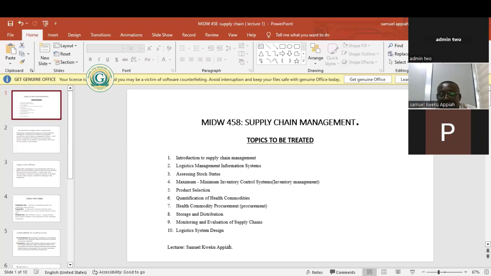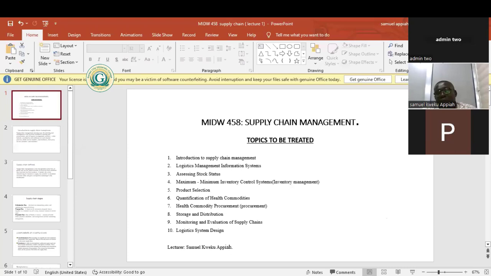Then we'll also be looking at the maximum and minimum inventory control systems. That is why I've put inventory management. It should be treated under inventory management. And that will let us know our maximum stock level and our minimum stock level, by using what we call the economic order quantity model. It is a model that is used to manage or control inventory. It helps you to know that you can't keep on ordering. At what point do we stop ordering? At what point do we stop purchasing for our facility?